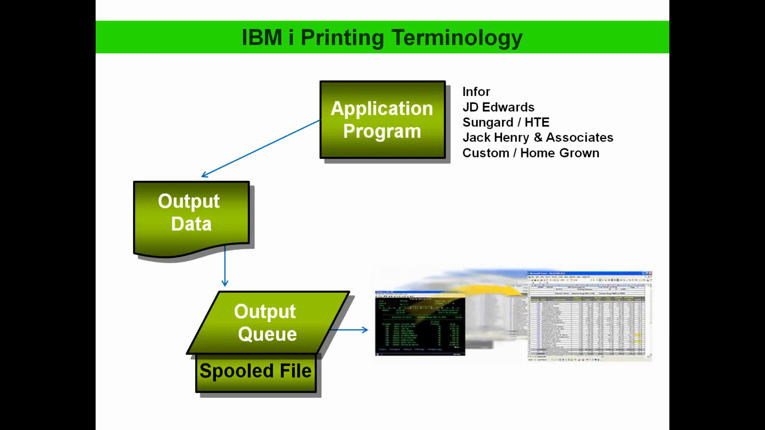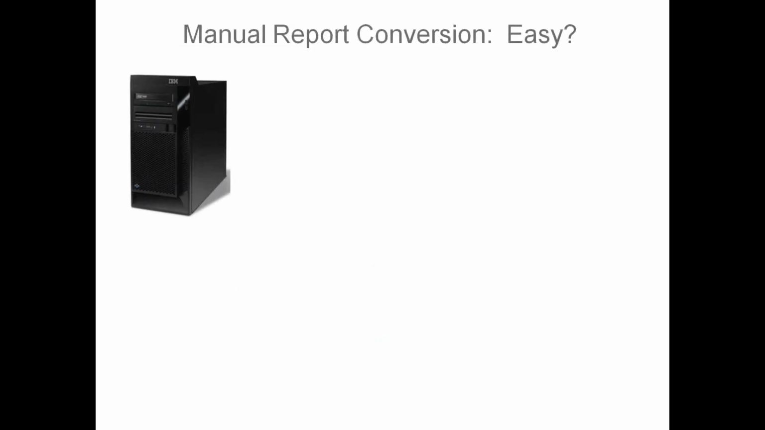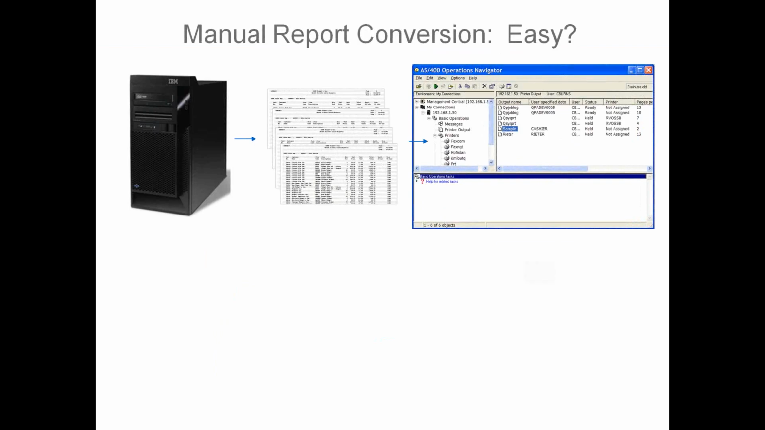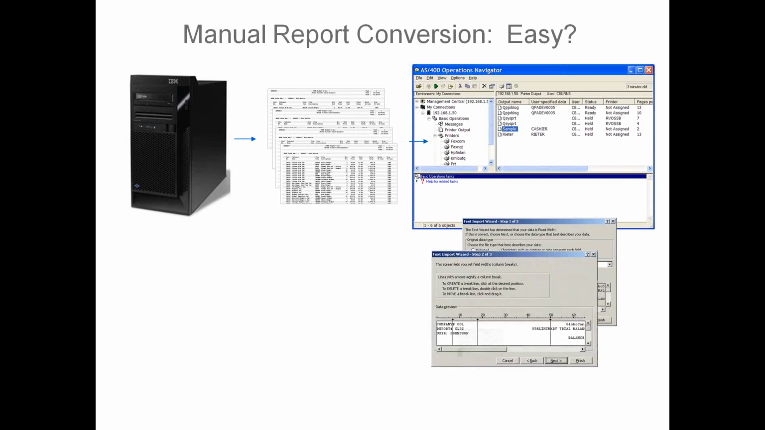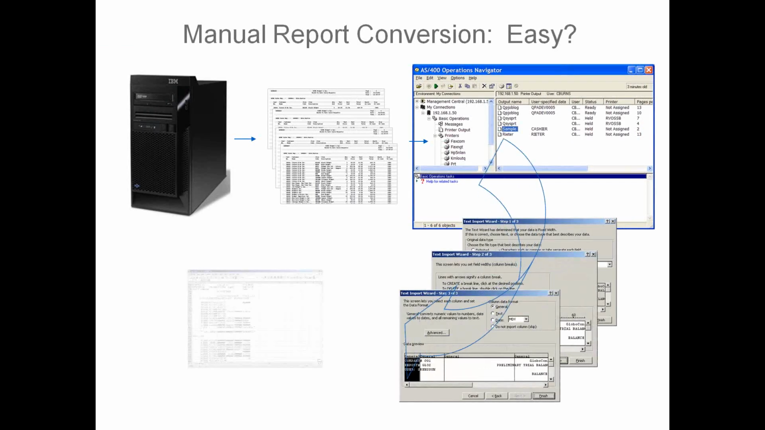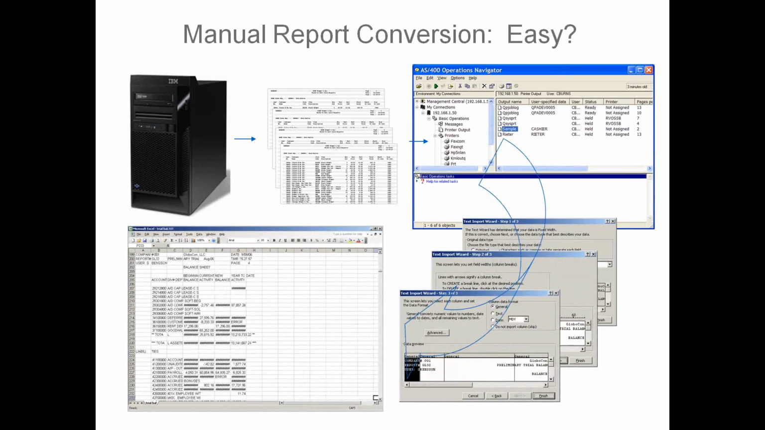All right, now let's look at some options on how to process paperless reports. First, let's look at some manual ways that you can get IBM i reports into digital formats. Using a tool like Navigator, you can access the IBM out queues, and reports can be manually dragged over to your PC as a text or CSV file and then imported into Excel.